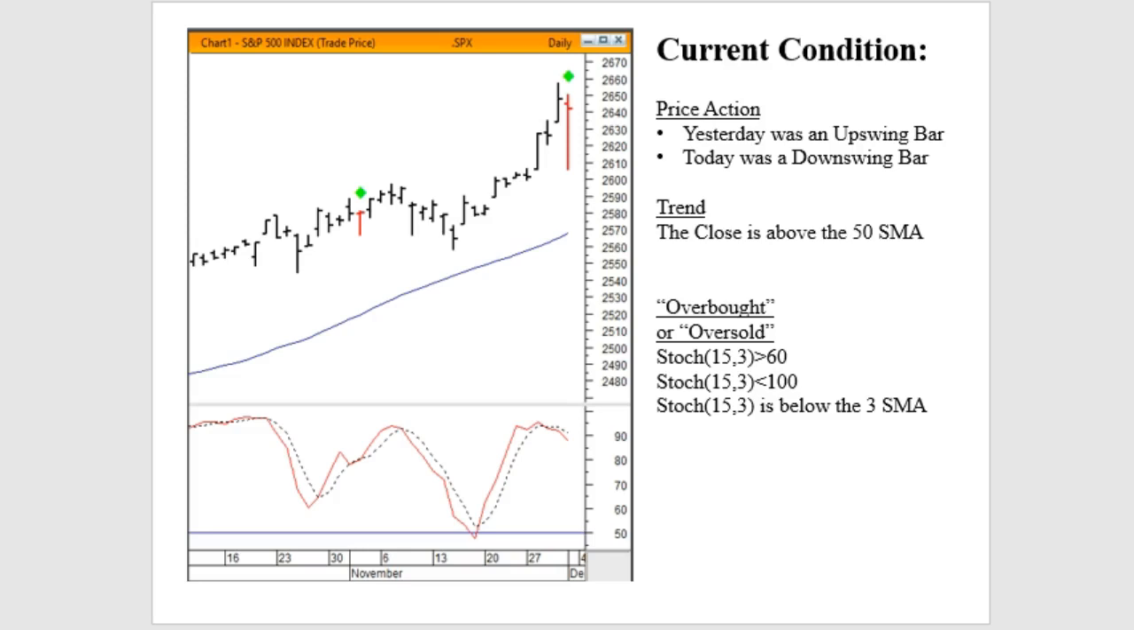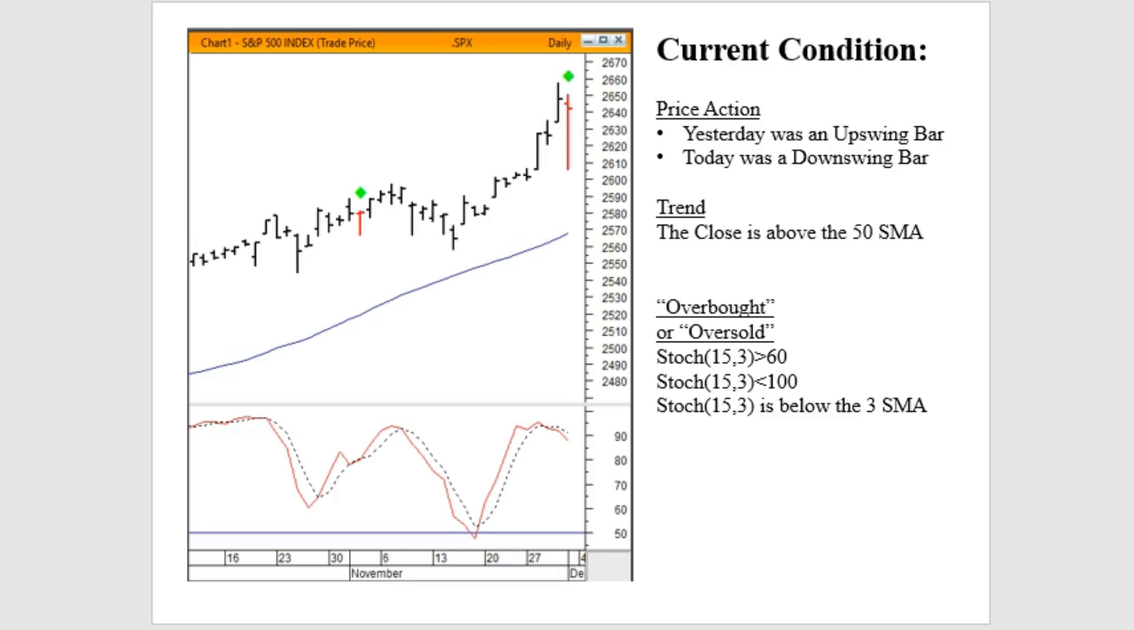Price action wise, Thursday was an upswing day, and then Friday was a big downswing day with a lower low and a lower high. That's how we're going to define it: higher high, higher low, that's Thursday's upswing bar. Friday was a lower high and a lower low, a downswing bar. Now all that price action took place when we are in a trend.